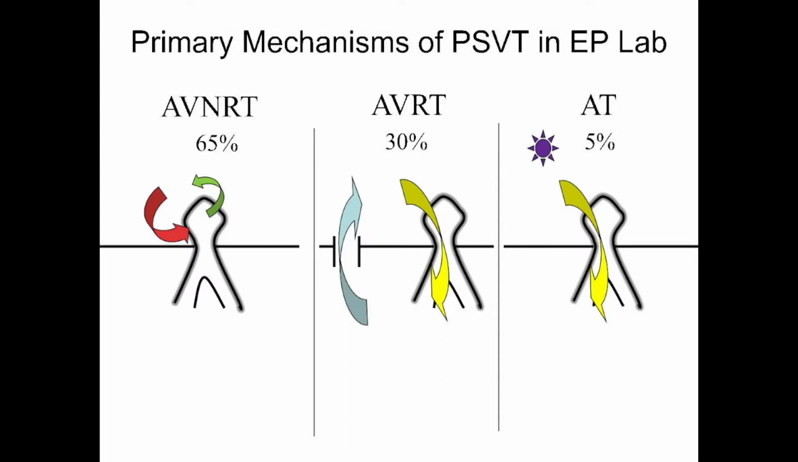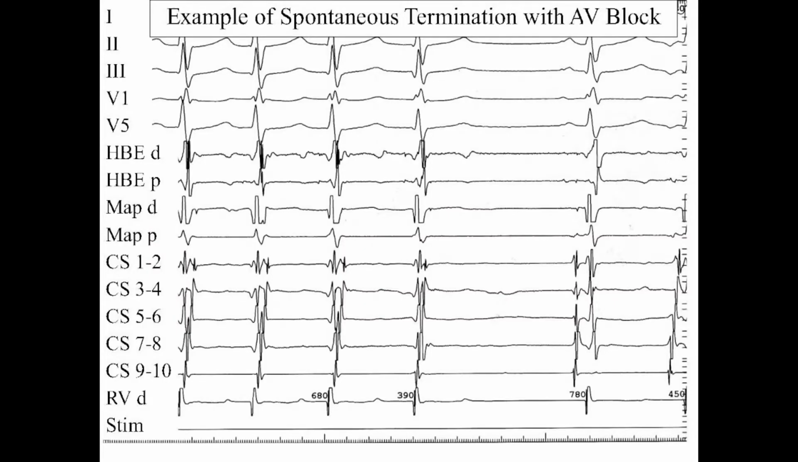And here's an example of a regular narrow complex tachycardia with simultaneous atrial and ventricular activation, so it rules out an accessory pathway, and spontaneous termination with AV block as it slows. So when this happens, this really can only be typical AV nodal reentry. Other important observations, as I mentioned, are the development of bundle branch block.